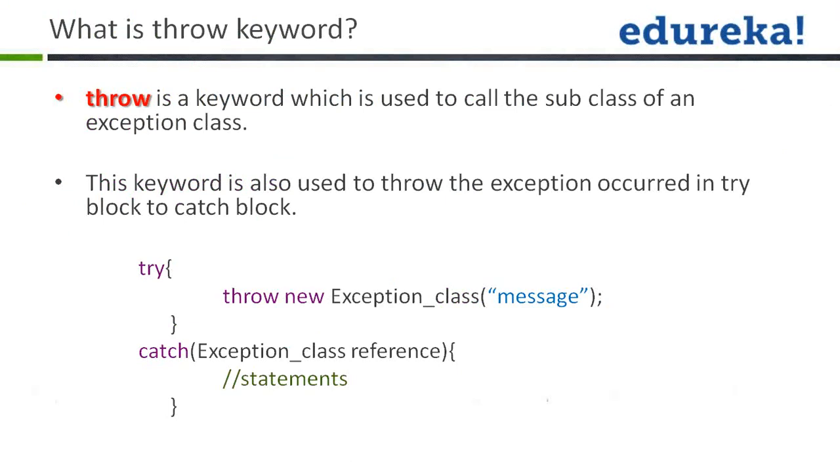Throw is a keyword which is used to call the subclass of an exception class. This keyword is also used to throw the exception occurred in the try block to the catch block, like this. When you use a try block and you have a corresponding catch block, you can directly throw an exception like this, that is throw new exception_class, and you mention the message that has to be displayed. It comes here and you can print that statement. You can do a particular kind of job.